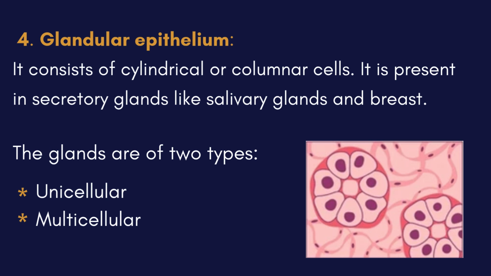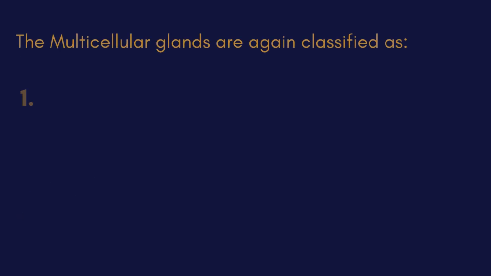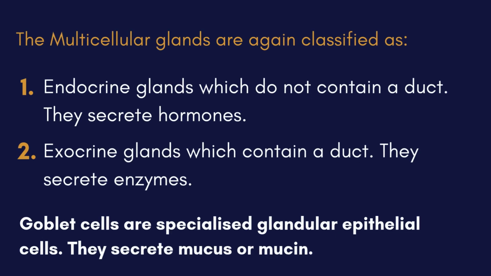The glands are of 2 types: unicellular and multicellular. The multicellular glands are again classified as exocrine glands, which contain a duct. They secrete enzymes. Goblet cells are specialized glandular epithelial cells. They secrete mucus or mucin. Endocrine glands do not contain a duct. They secrete hormones.